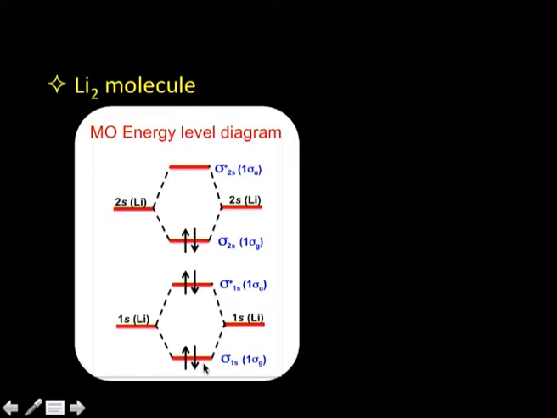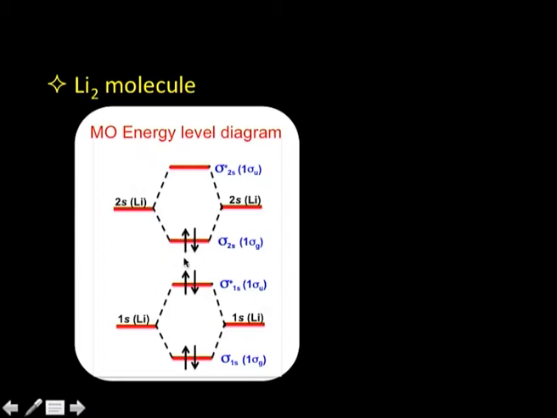So, they will be filled like this, 2, 4, 6, that is one way of doing it. The second way is that you forget about the inner core, because if you focus attention only onto the valence electrons, the valence electron in the case of the lithium atom is just 2s1, that is 1 electron. For the 2 atoms, the total number of electrons will be 2. So, those 2 electrons occupy this orbital.